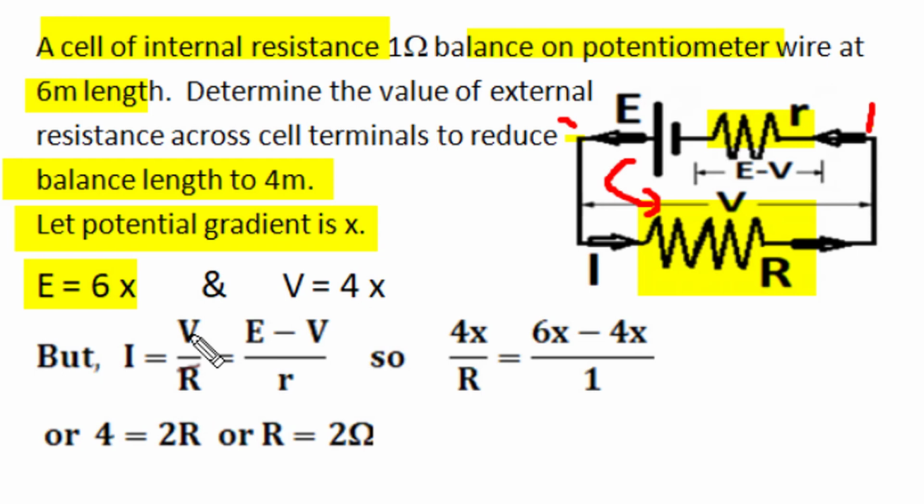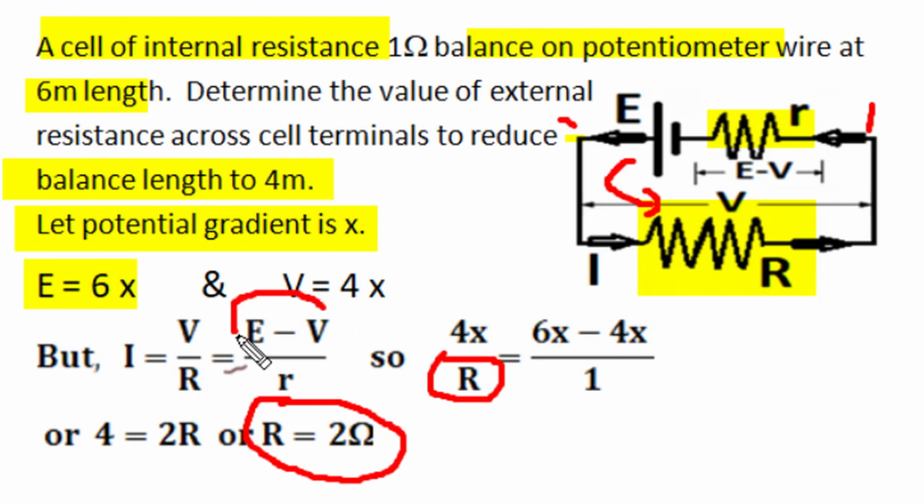We know that current is terminal voltage divided by external resistance, and E minus V divided by internal resistance. Here terminal voltage is the 4 meter balance length voltage 4X and EMF is the 6 meter balance length voltage 6X, and internal resistance is given as 1 ohm and external resistance we have to determine. When we compare this current relation of external resistance and internal resistance, this potential gradient will cancel out in the ratio calculation and cross multiplication will fetch 4 equal to 2R, and the calculation results in external resistance equal to 2 ohm. So external resistance and internal resistance are compared by the voltage of external resistance and the voltage of internal resistance.